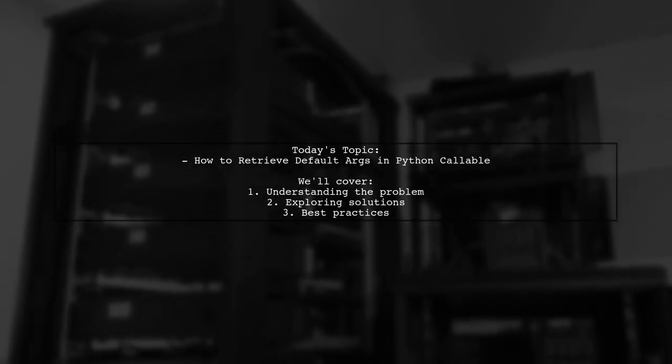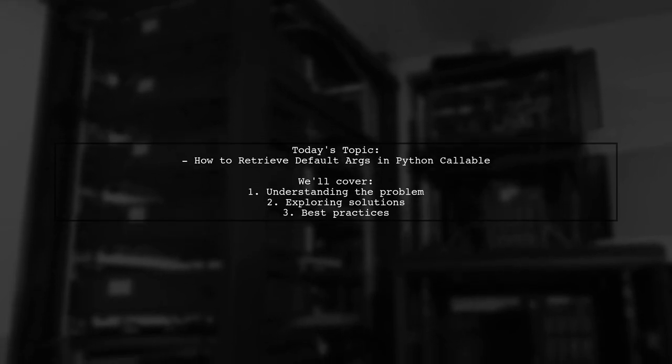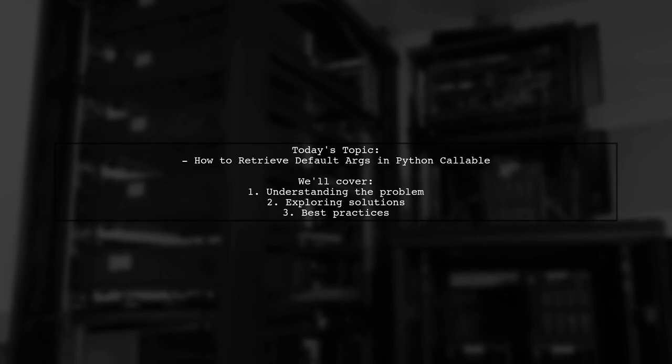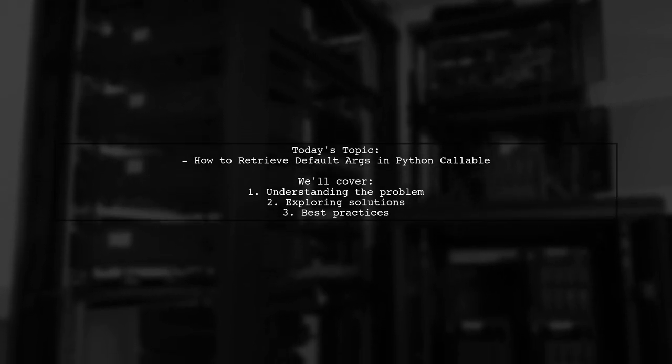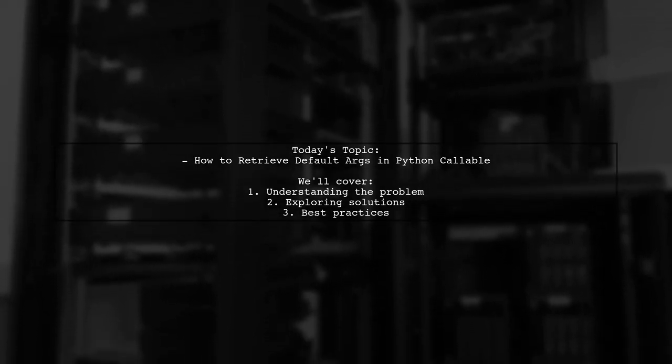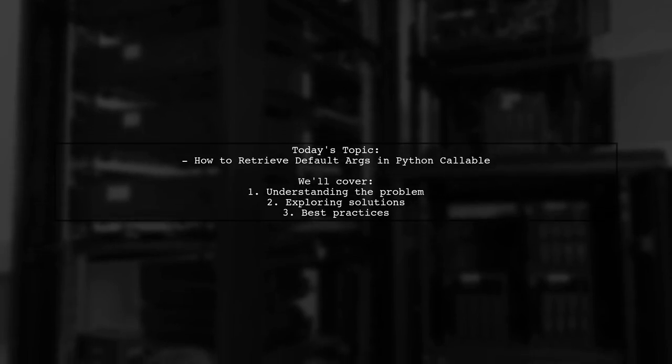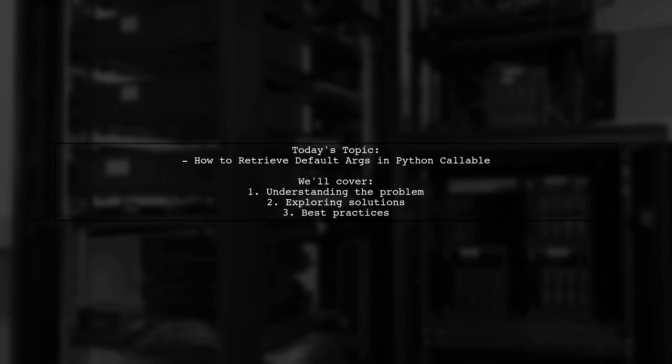Today, we're tackling a question that many Python and Airflow users encounter. Our viewer is curious about how to retrieve default arguments defined in a directed acyclic graph, or DAG, within a Python operator's callable function.